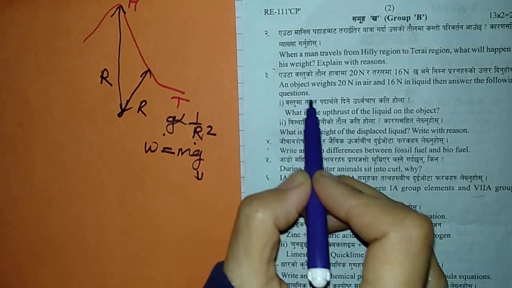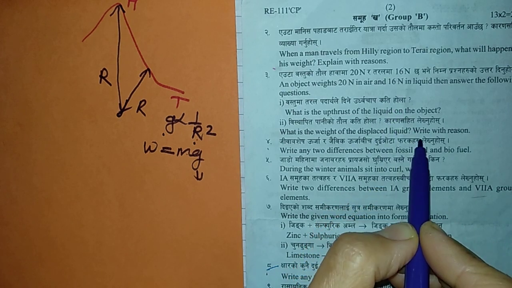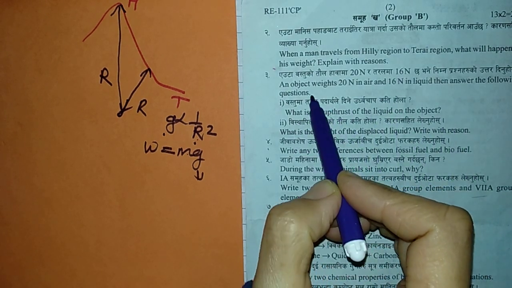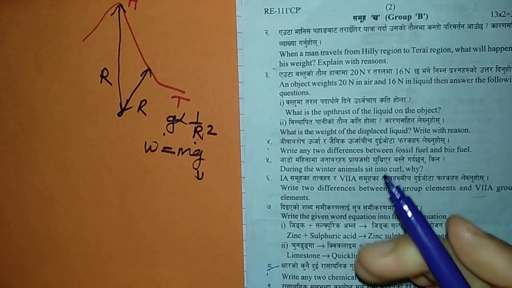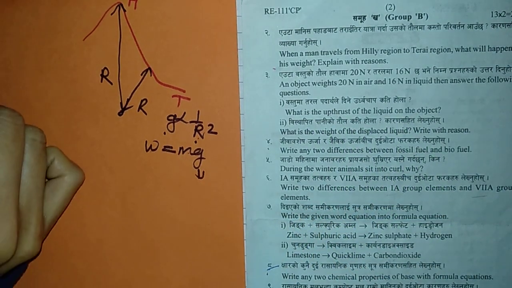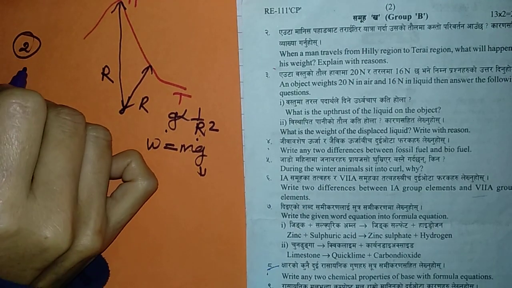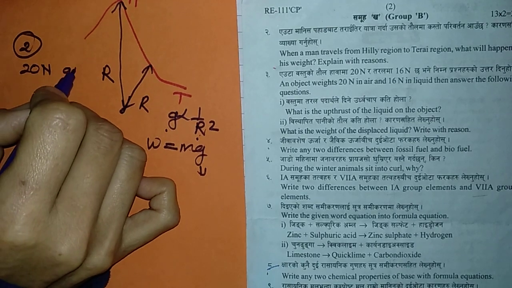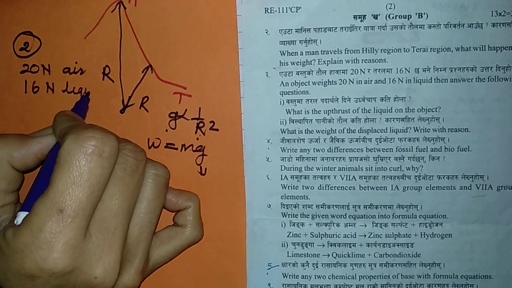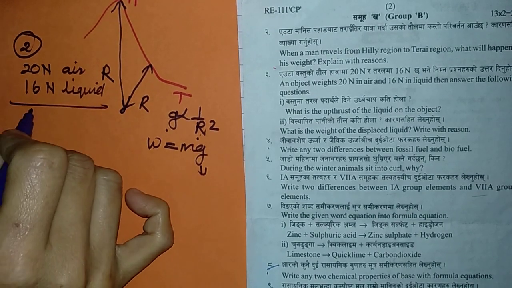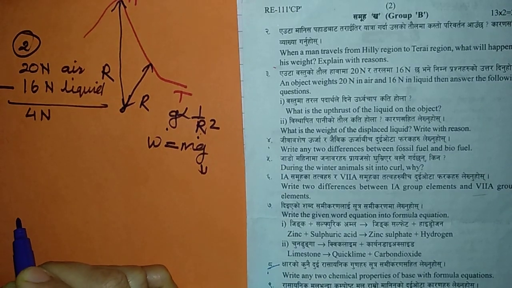Now question number 3. An object weighs 20 Newton in air and 60 Newton in liquid. Then answer the following questions. What is the upthrust of the liquid on the object? Here, answer number 2. The difference is 4 Newton, subtracting 20 Newton from 60 Newton, the difference is 4 Newton.